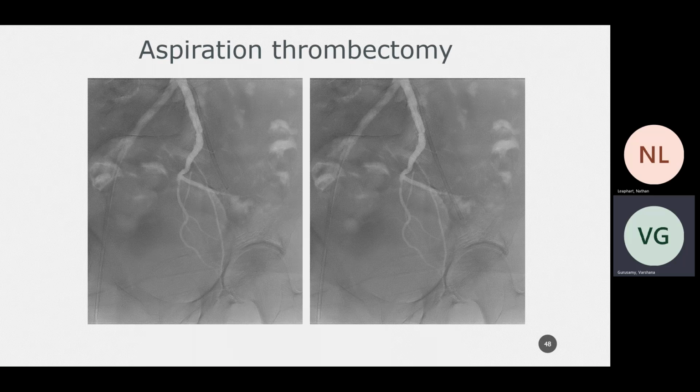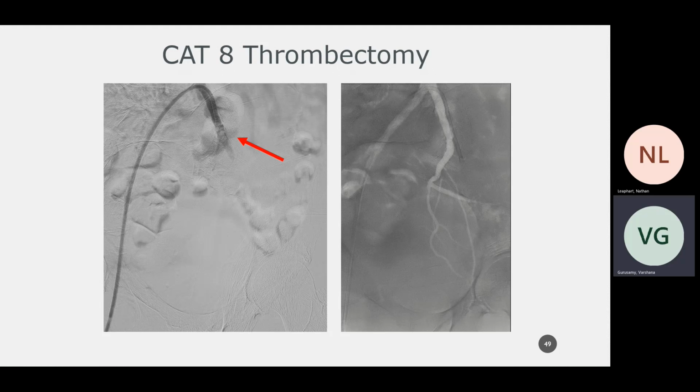Then we bring up this hose catheter, which is an aspiration catheter, and we bring it down into the external iliac artery. I hope some of these videos play, maybe not. Maybe I can show you on here.